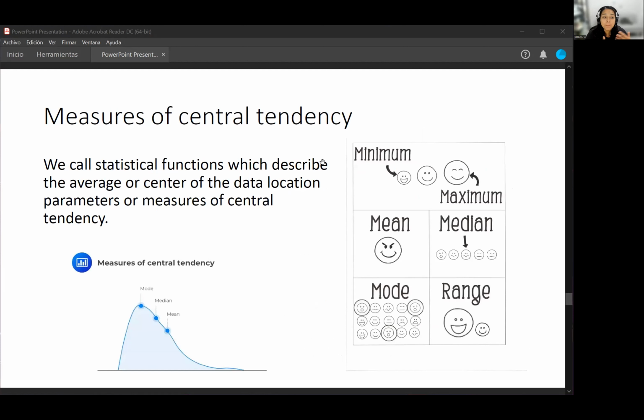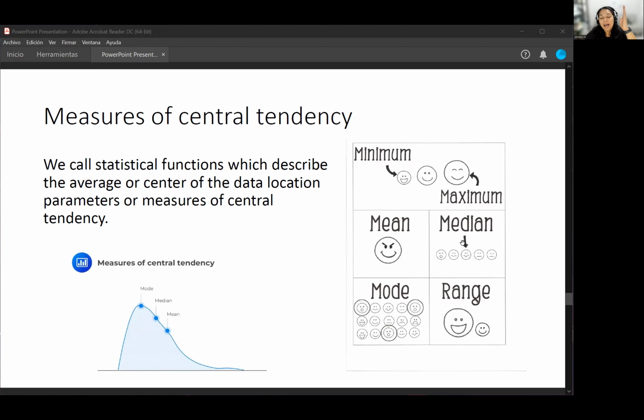And then we have the measures of central tendency. These are the functions that describe the data: the minimum, the maximum, the mean, the median, the mode. So what is the mean? You know, the mean is like the average of the data.